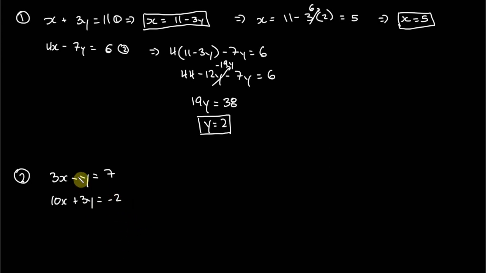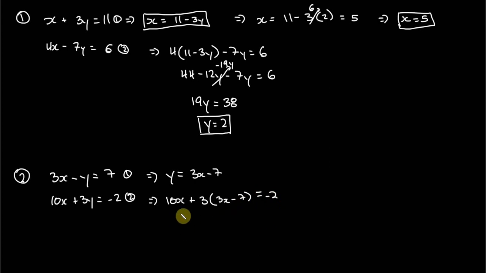So we can isolate this y term in the first equation. If this is equation 1 and this is equation 2, we can just add y to both sides and subtract 7 from both sides. And so what that's going to give us is y equals 3x minus 7. And now we know y equals 3x minus 7, so we can substitute this into equation 2, in which case we have 10x plus 3 times y, which is 3x minus 7, and all that is set to equal negative 2.